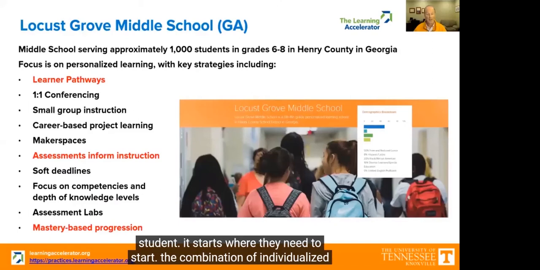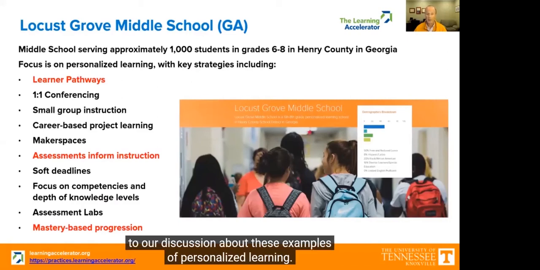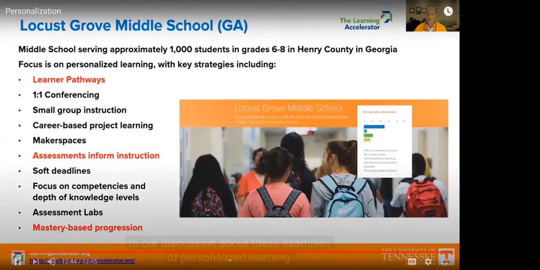The combination of individualized learner pathways, real-time data to inform teaching and student learning, progression upon mastery, and innovative use of time, space, and resources have allowed Locust Grove Middle School to effectively personalize the educational experiences of their students and accelerate their learning. I look forward to our discussion about these examples of personalized learning.